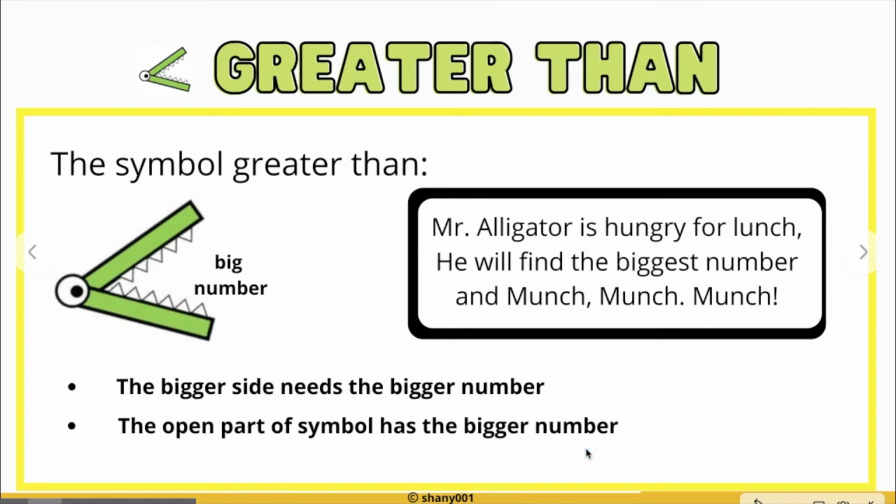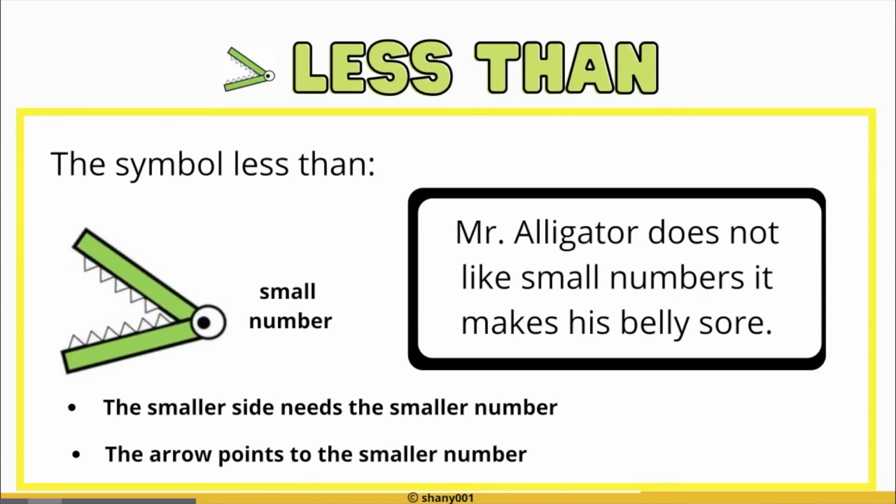Mr. Alligator is hungry for lunch. He will find the biggest number and munch, munch, munch. Less than. The symbol less than. The pointy part always points to the small number. The smaller side needs the smaller number. The arrow, this is the arrow, points to the smaller number. Mr. Alligator does not like small numbers. It makes his belly sore.